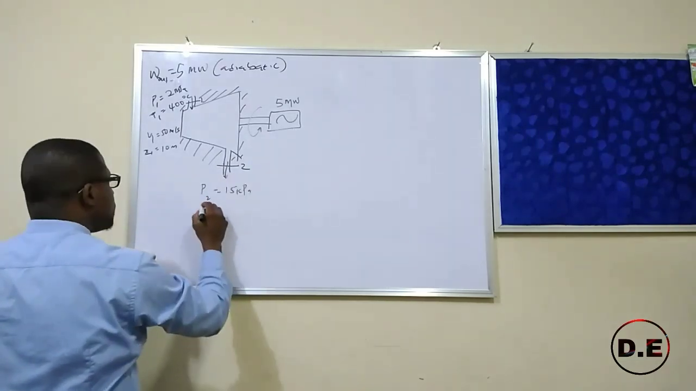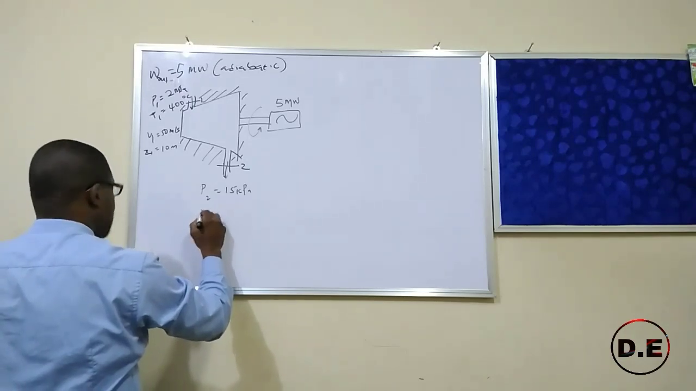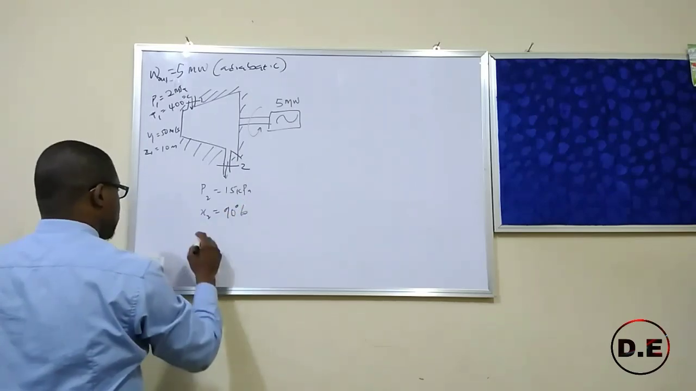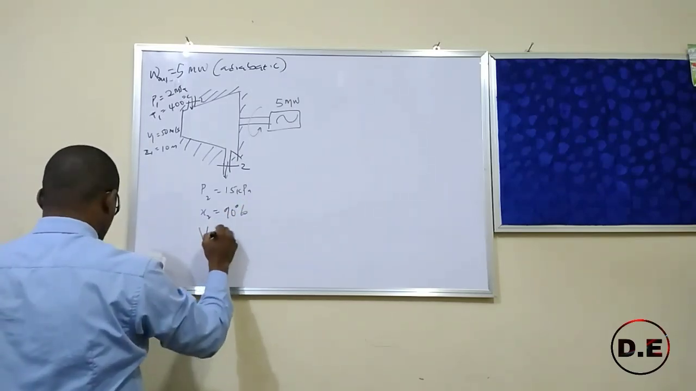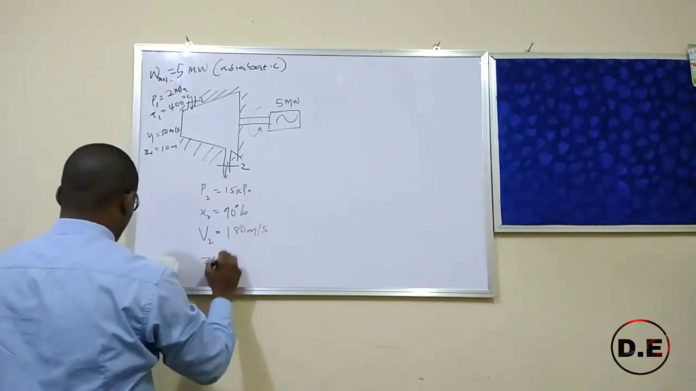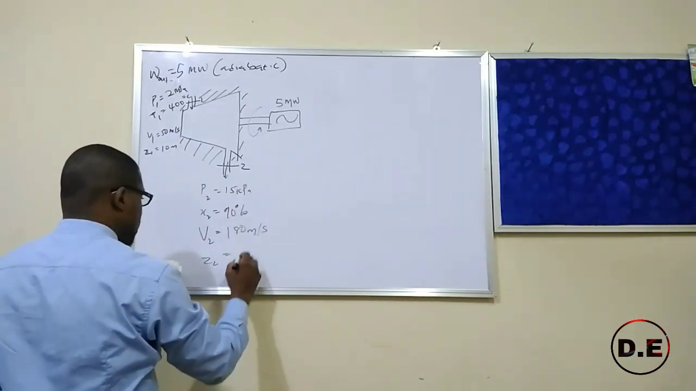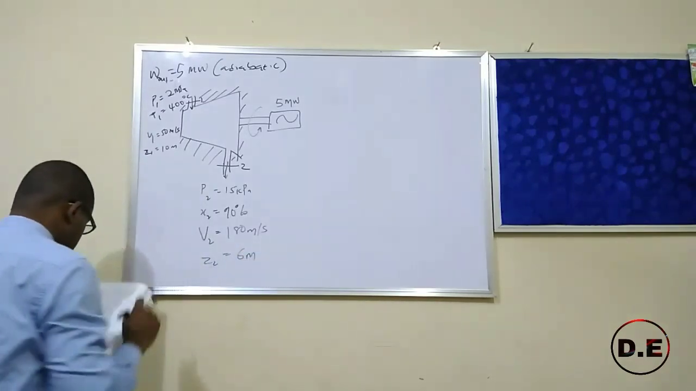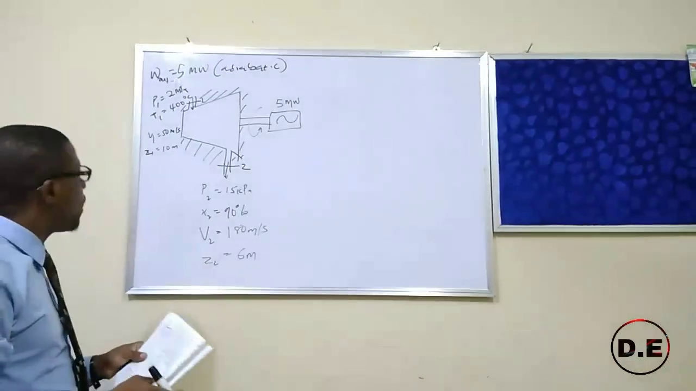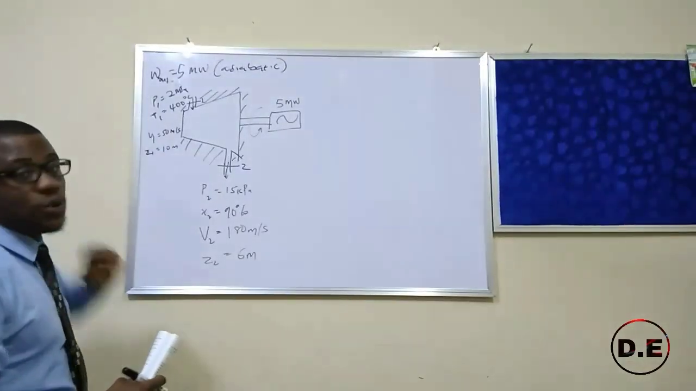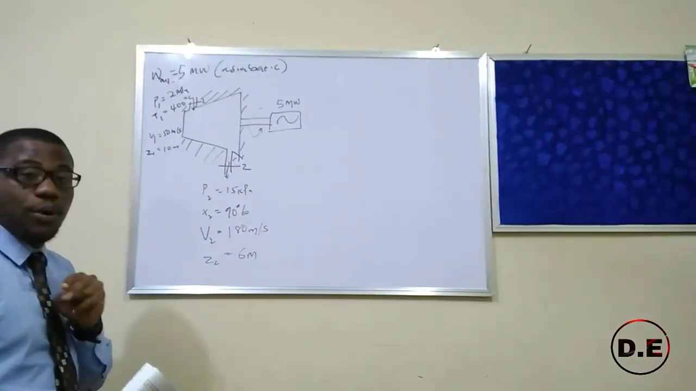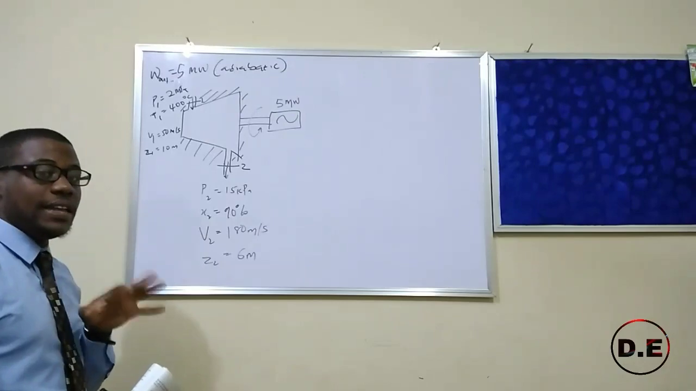The pressure at the outlet is 15 kilopascal. The dryness fraction of the steam at outlet is 90%. The velocity at outlet is 180 meters per second. And Z2, that's the height at the outlet, is 6 meters. Now, the first thing we're going to do is to calculate. We have the pressure and the temperature, 2 properties fixing a state point. So that means we can find the enthalpy at state 1.